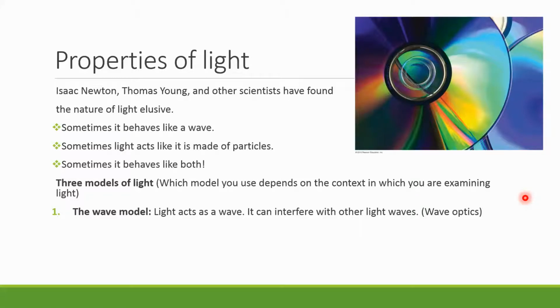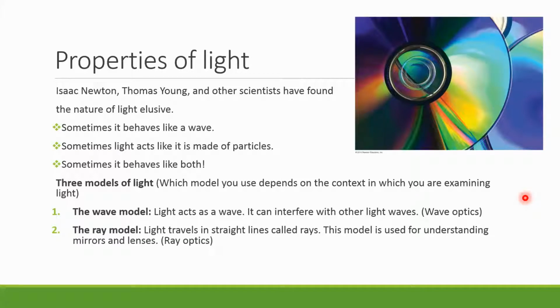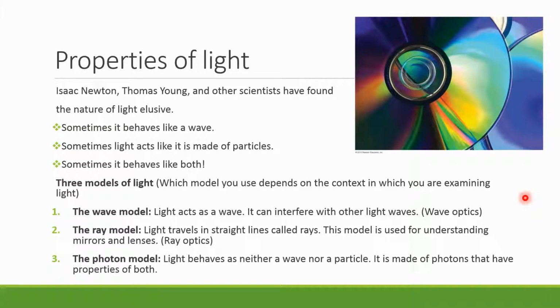We'll also see that we can use the ray model. Generally people think of light as moving in a straight line, just like a ray of light. This model is used for when we look at mirrors and lenses and refraction of light. This is ray optics. The final model is the photon model. This says that light behaves neither as a wave nor a particle. It's made of photons and it has properties of both.